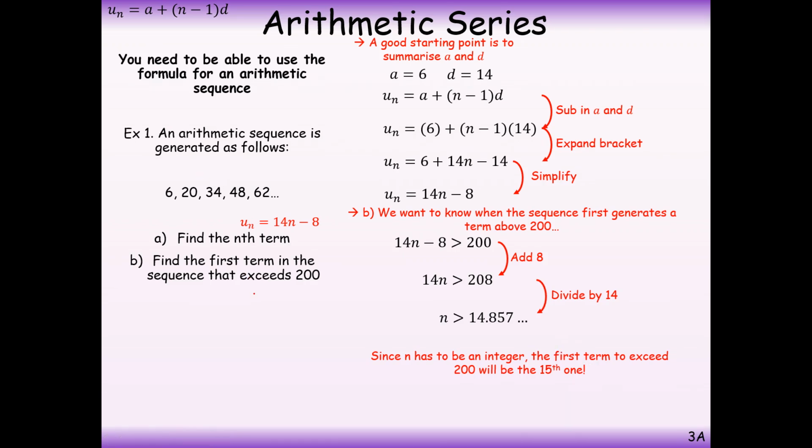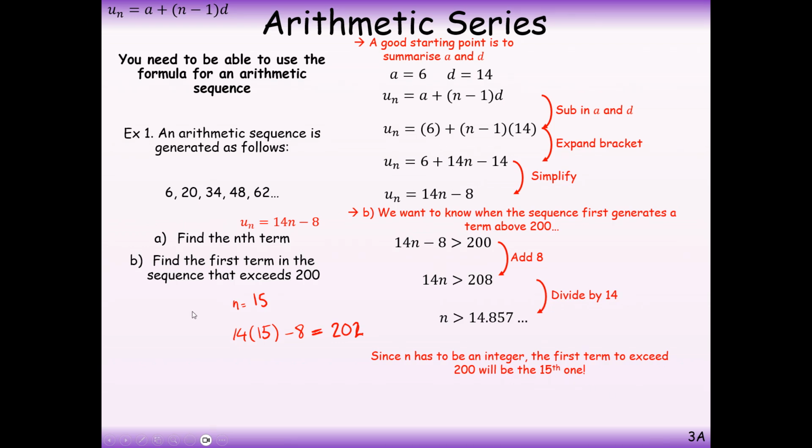If you actually do substitute 15 for the value of n, what you notice is that 14 times 15 minus 8 is just slightly over 200. 14 times 15 is 210, and 8 would make it 218. Minus 8 is 202 actually. So this is just over 200, and that confirms that this is the first term over 200.